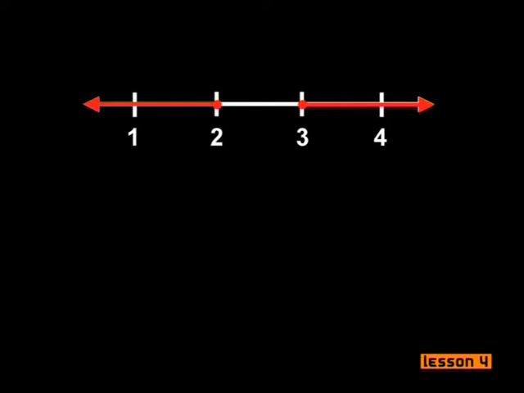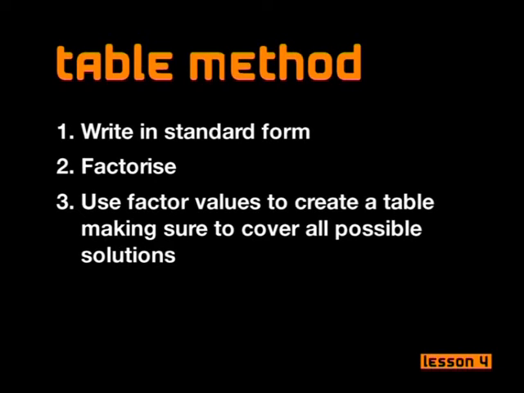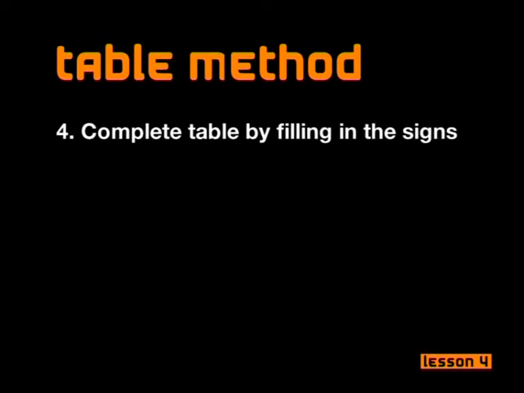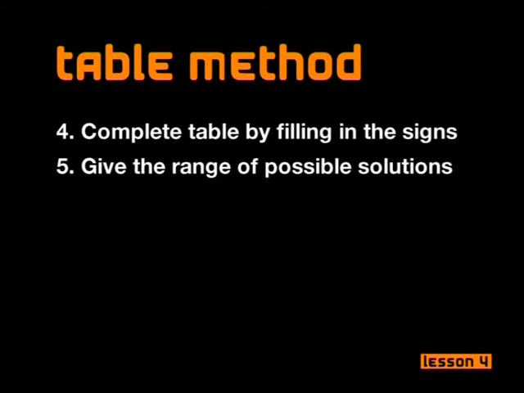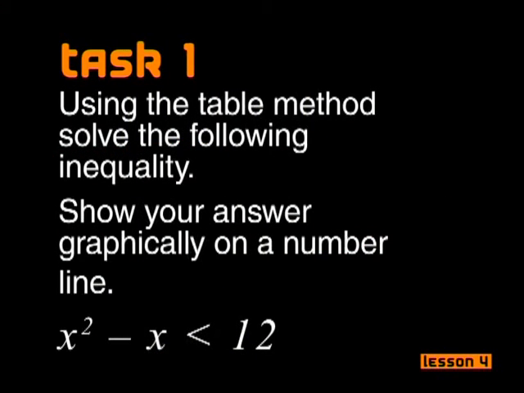Good work. Let's quickly go over the steps one more time, just to be sure that you are comfortable with this method. First, we need to write the equation in standard form. Then we factorize. Once we have done this, we can use the factor values to create a table, making sure that we cover all the possible solutions. Next, we complete the table by filling in the signs. Lastly, we give the range of possible solutions. If you would like to try this for yourself, here's a question just for you.